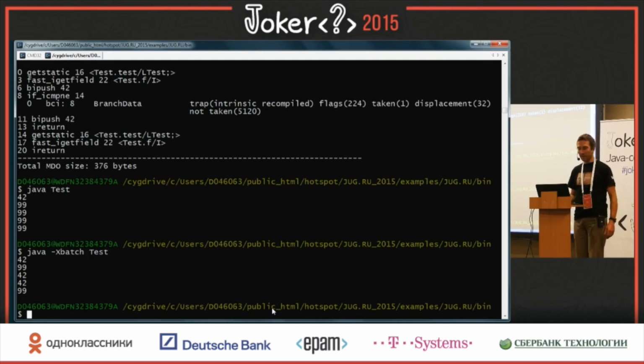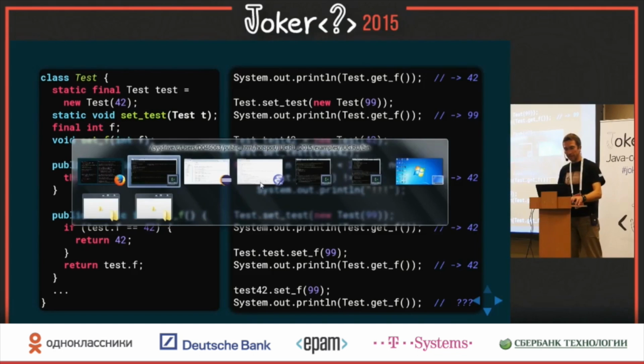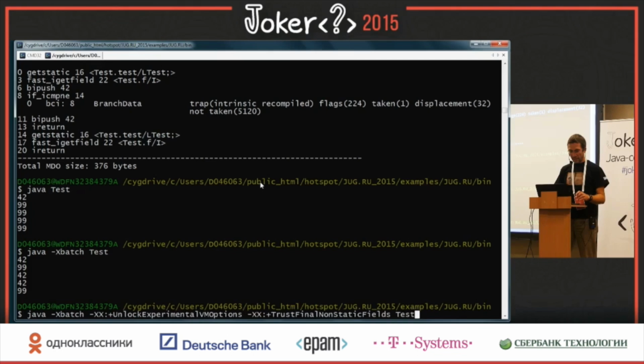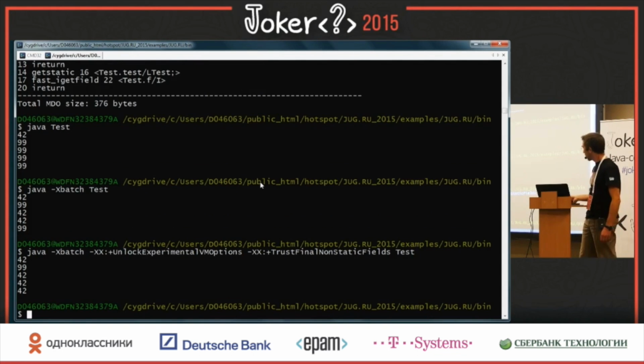So now we run like this. We see that when we go back to our example, we have 42, 99, 42, 42, 42, and for the last question mark, in this case, we see 99. But we could also use a clever option which says, it's hard to see, I read it for you, minus XX plus TrustFinalNonStaticFields. So if you tell the JIT compiler to trust final non-static fields and run the program again, you see the output will be 42.